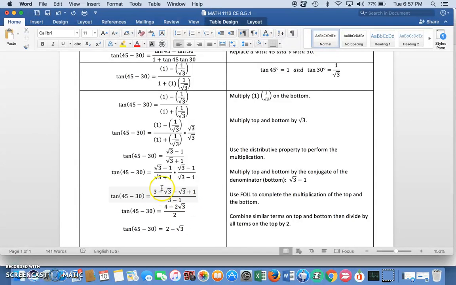So 3 plus 1, 4, minus 2 times the square root of 3. On the bottom, 3 minus 1, 2. This 2 goes into everything on the top. So it's not just one term, it goes into both terms that are on the top.